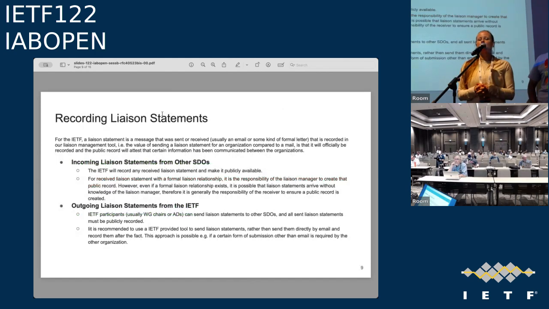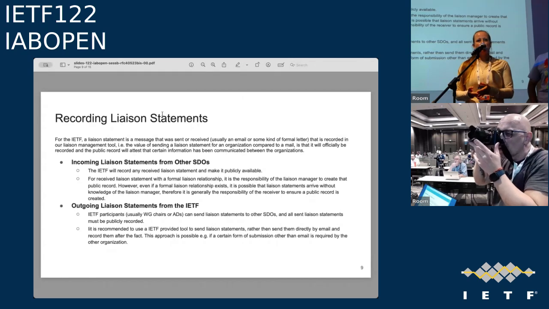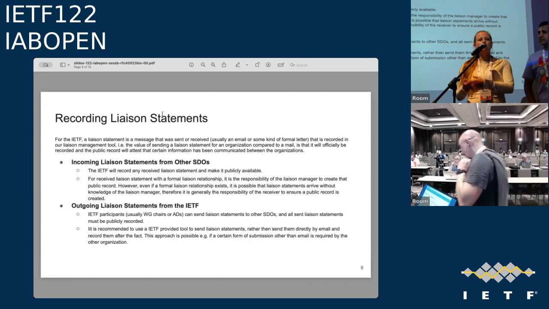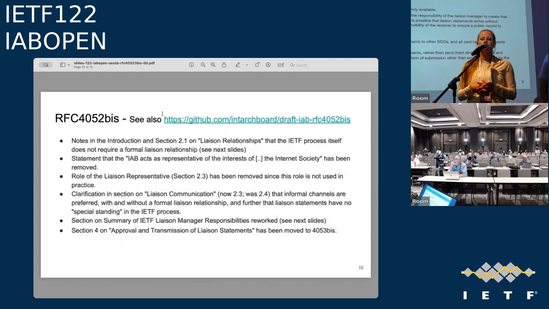Okay, this is maybe an important point. We added a completely new section on recording liaison statements because at the end, that's one of the really important properties of liaison statements. It's something formal that we record in our system. It's publicly available. Everybody can see that you formally sent this to us and we know that we received it. And that's one of the values of having this whole system, to actually record this and make it available and publicly visible. So that's also clarified in the document now. Next.